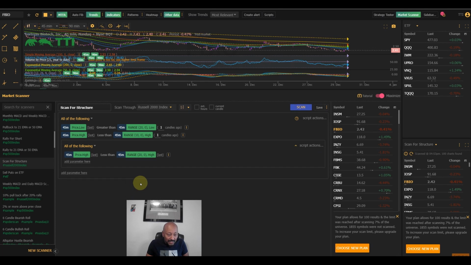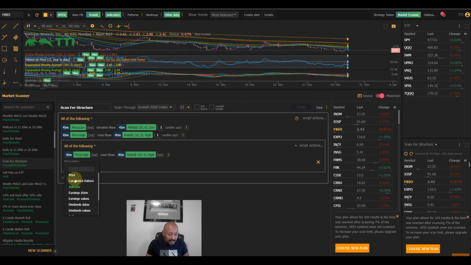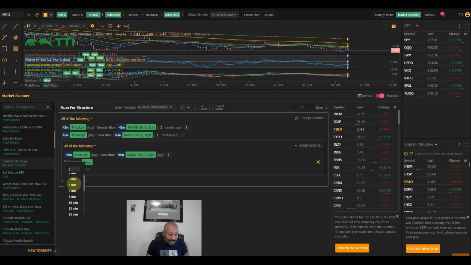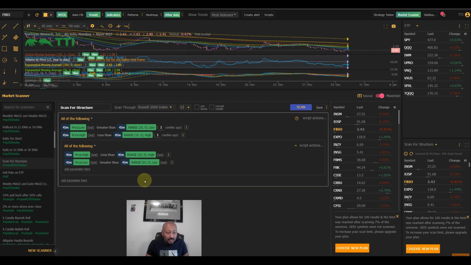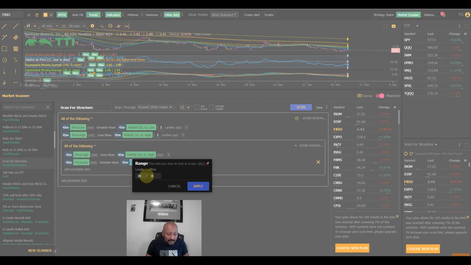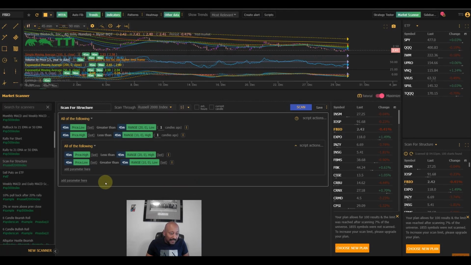Range high, and then add condition: price 45 minute low greater than indicator 45 minute range low, 10 days, apply.